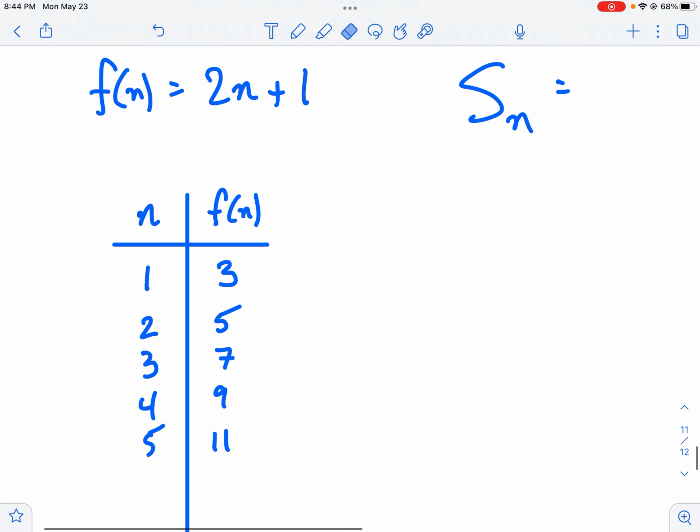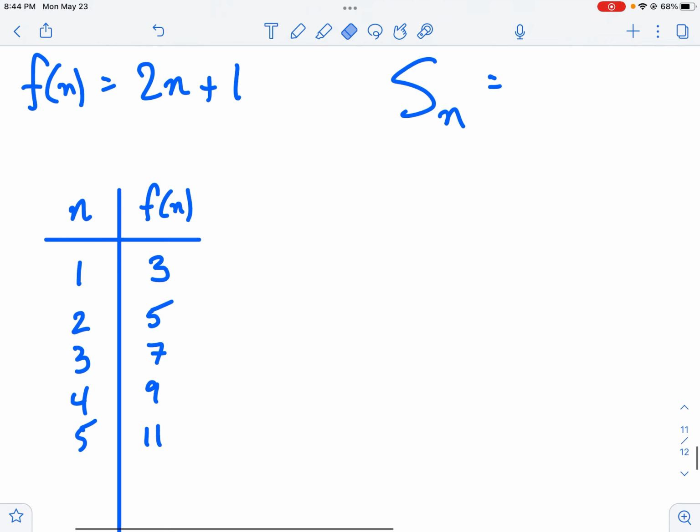Now, if I wanted to find the sum of all of those values, I could do a couple different things. I could just write down the first however many values I wanted to add, right? Let's say I wanted to add the first 5 values. I could just write these down, and then add them up with a calculator or just do them in my head.